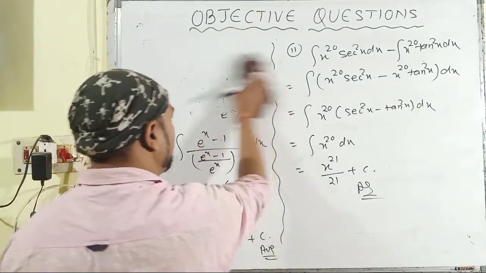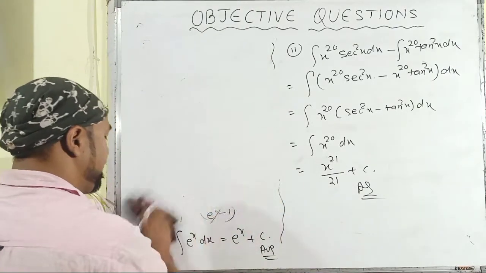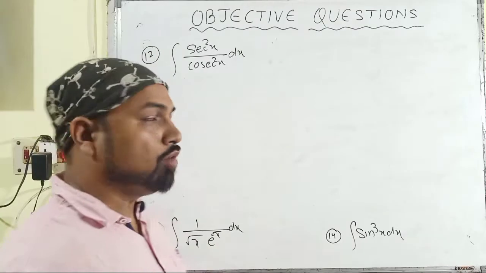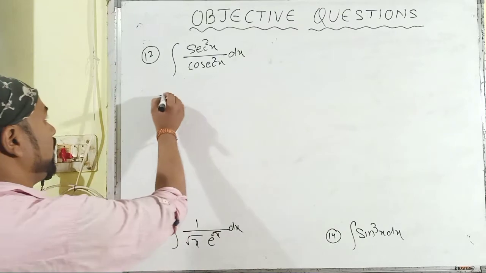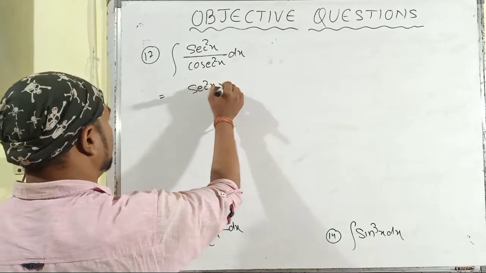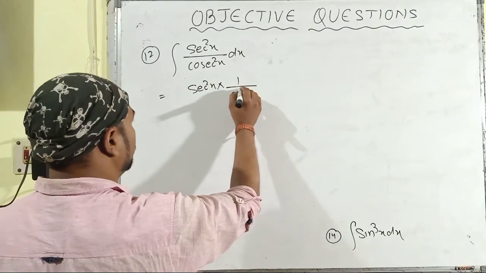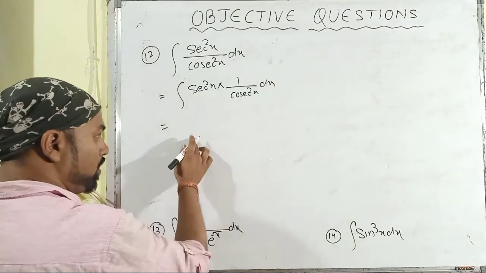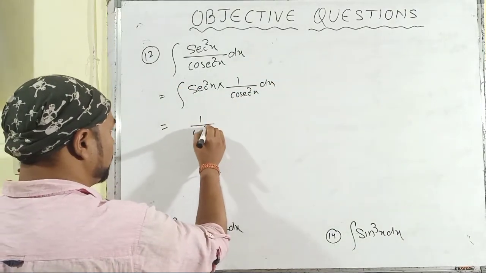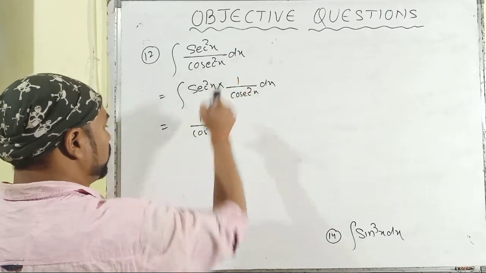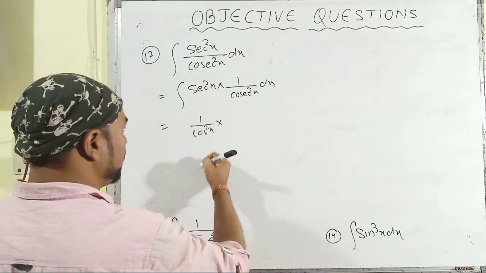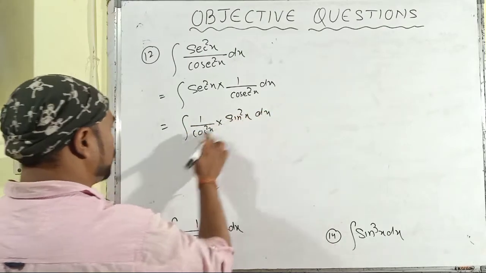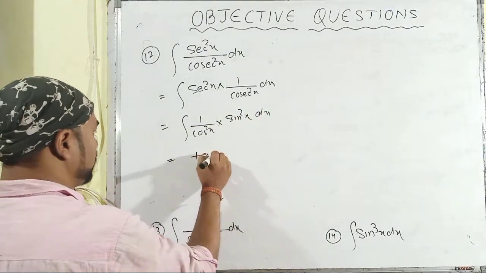Then proceeding to the next problems. Then coming to the number 12th problem, we have sec square x multiplied with 1 upon cosec square x. Sec square x is converted into 1 upon cos square x. Cosec square x will be 1 upon sin square x, so 1 upon cosec square x is sin square x. Sin square x upon cos square x is tan square x.